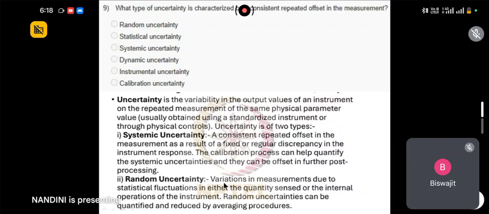So here the question is what type of uncertainty is characterized by a consistent repeated offset in the measurement? Yeah, it is basically systemic uncertainty. We always have a consistent repeated offset of the measurement.